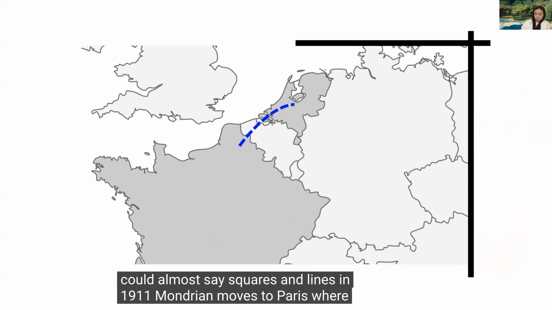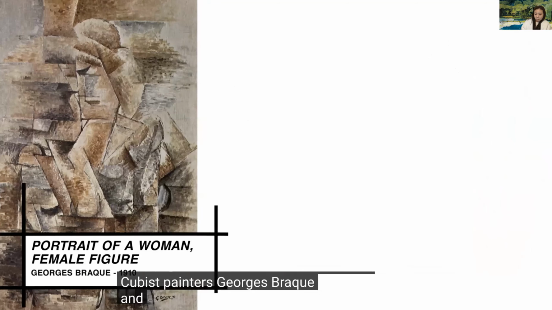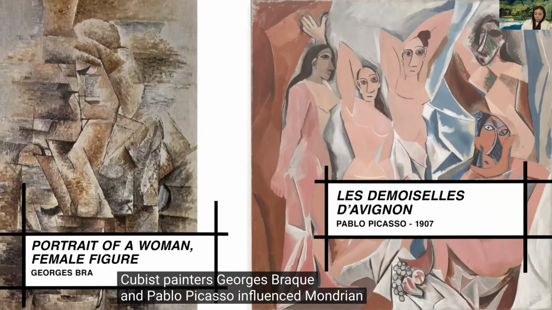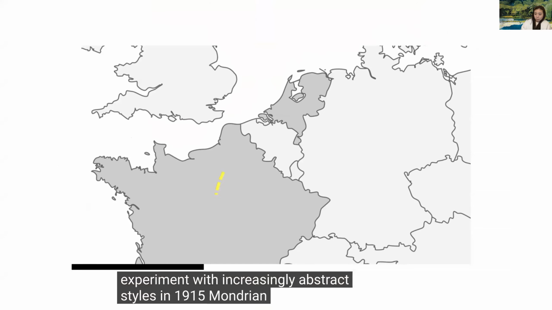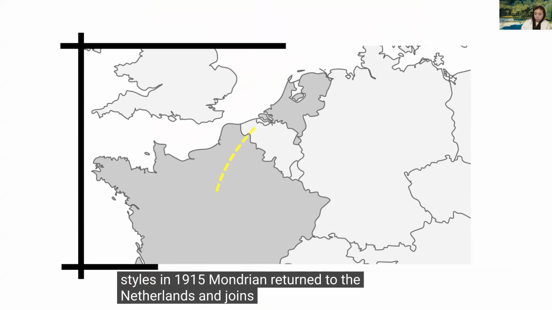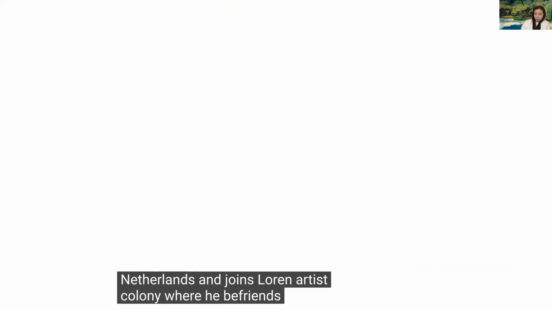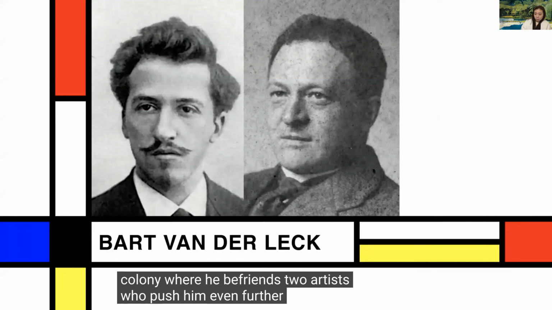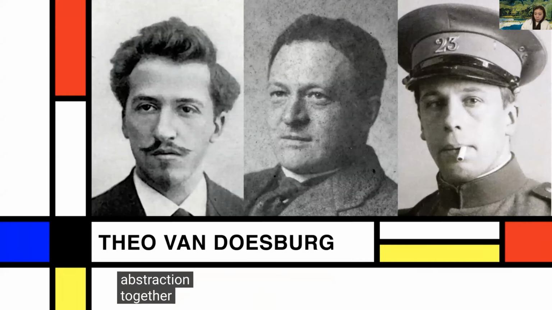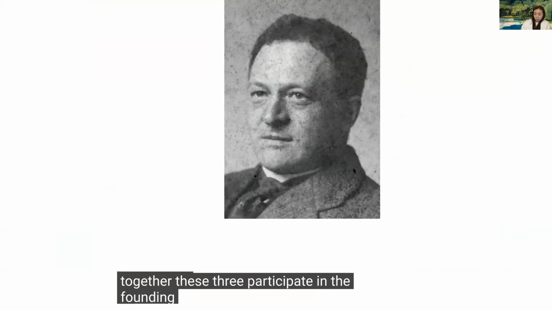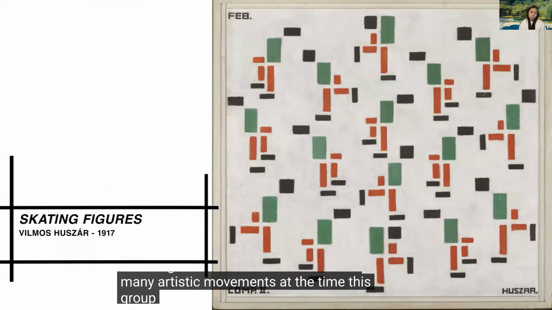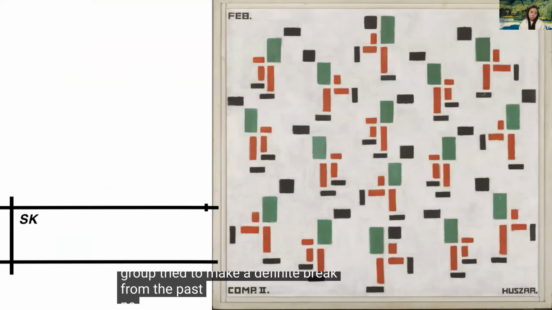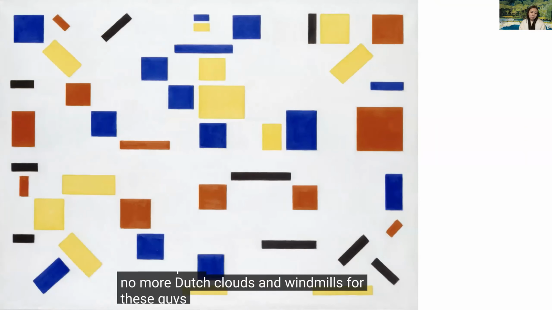squares and lines. In 1911, Mondrian moves to Paris, where the Cubist painters Georges Braque and Pablo Picasso influence Mondrian to experiment with increasingly abstract styles. In 1915, Mondrian returns to the Netherlands and joins the Laren Artist Colony, where he befriends two artists who push him even further toward abstraction. Together, these three participate in the founding of the De Stijl movement. Like many artistic movements at the time, this group tried to make a definite break from the past. No more Dutch clouds and windmills for these guys.